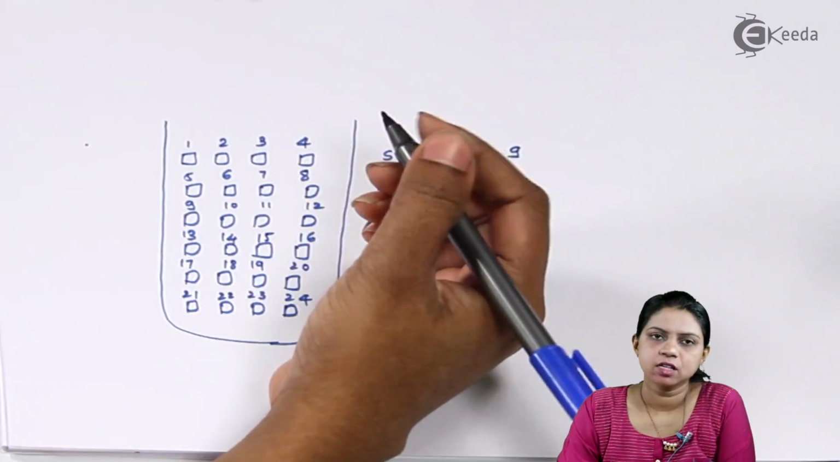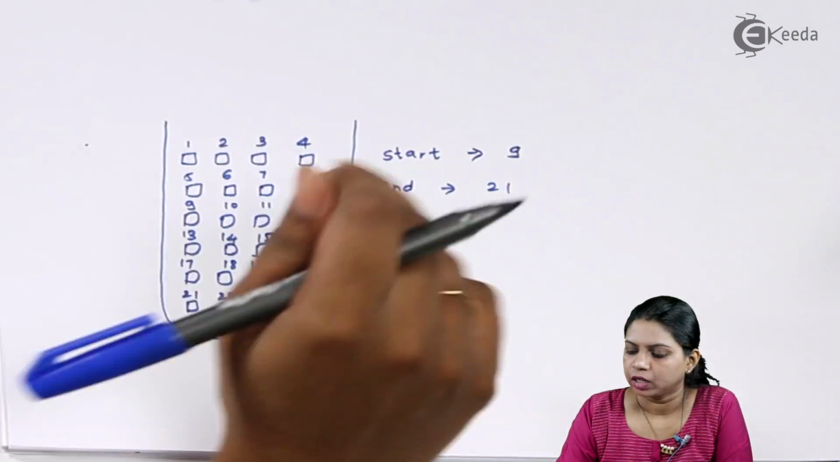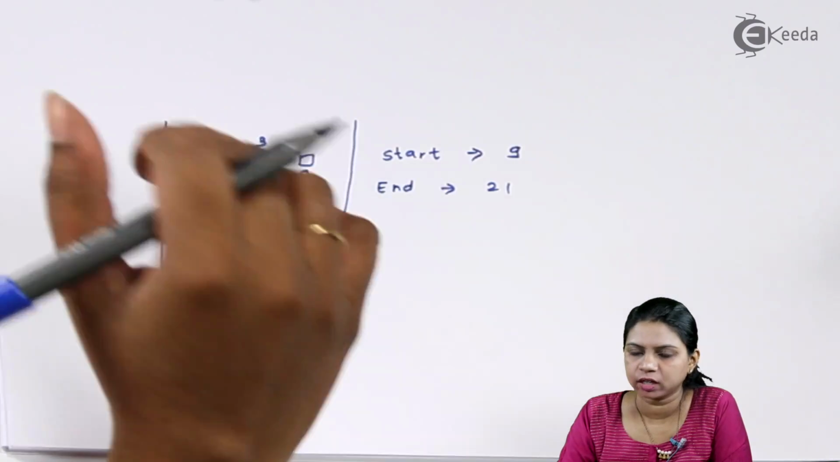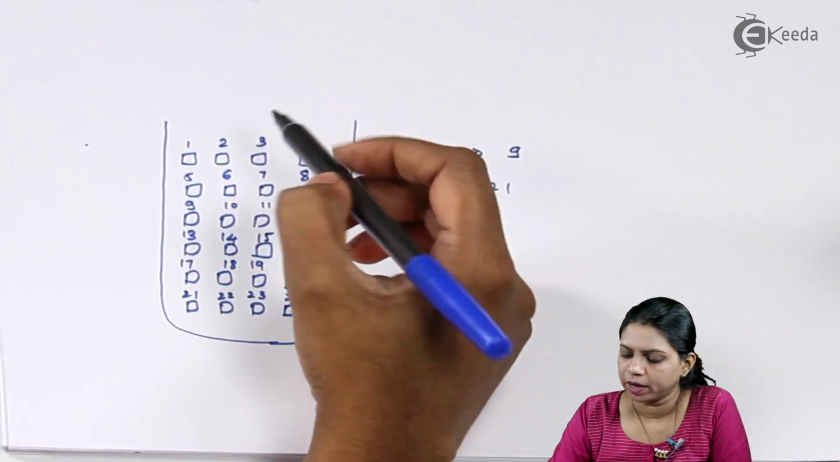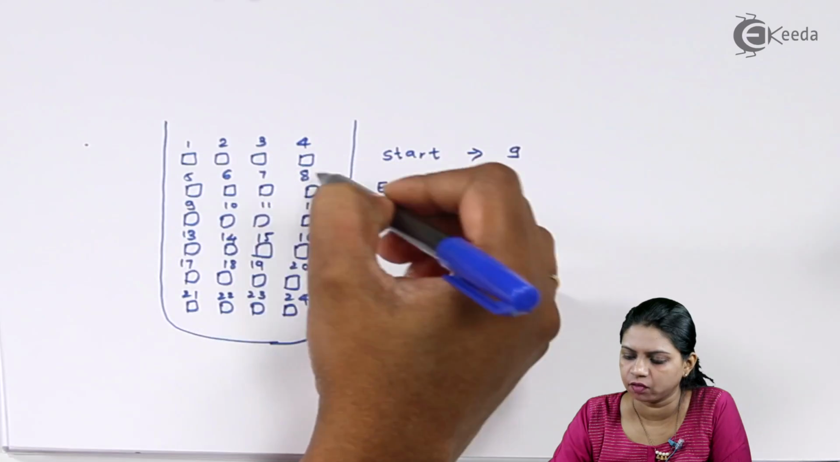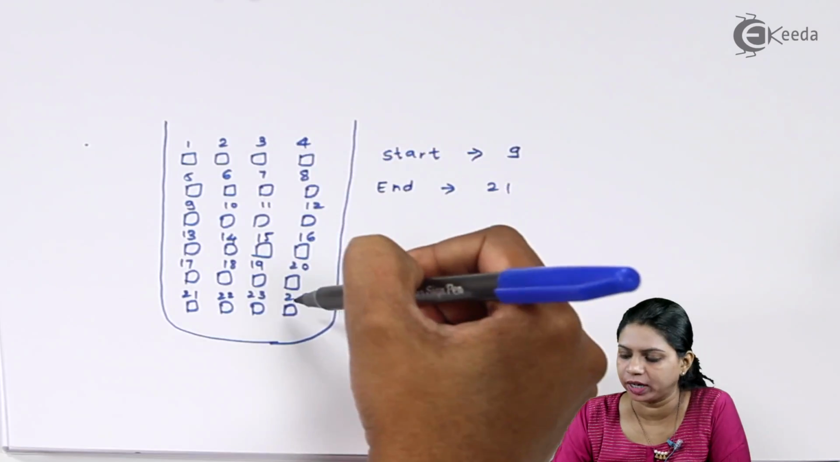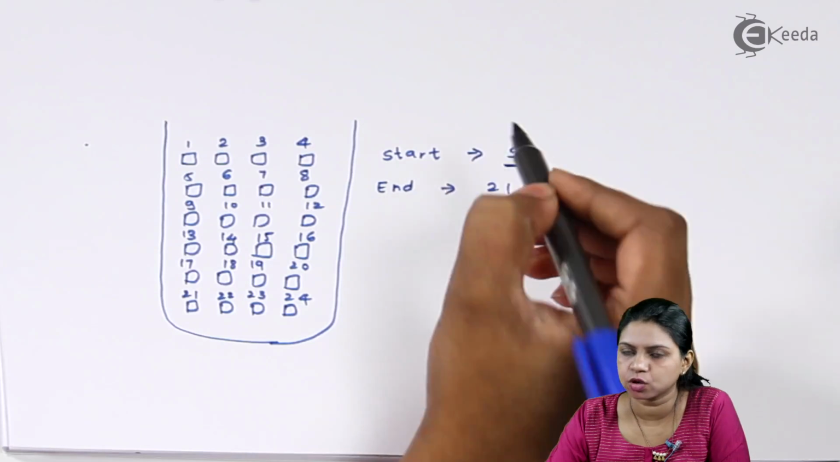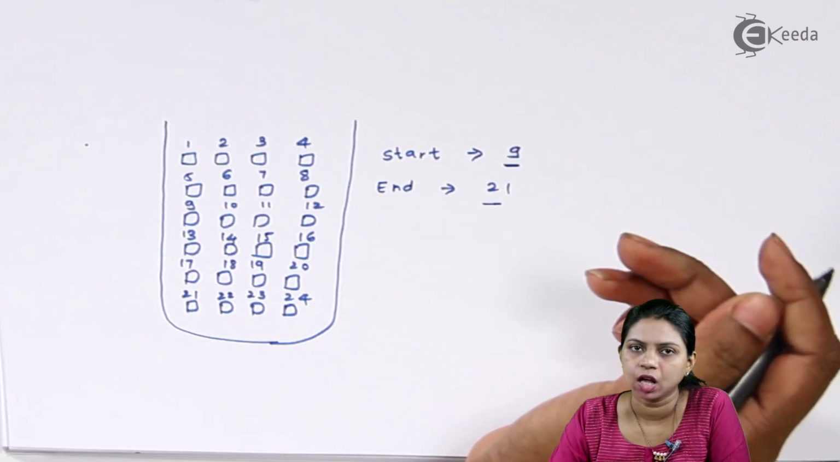Now the next technique is called link allocation. This is the list of disk blocks which I have. My disk blocks start from 1, 2, 3, 4, 5, 6, 7, 8 and so on, and it ends at 24. In link allocation, I will have a starting address of a list block and an ending address of a list block.